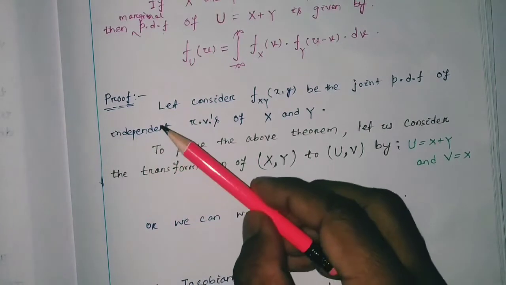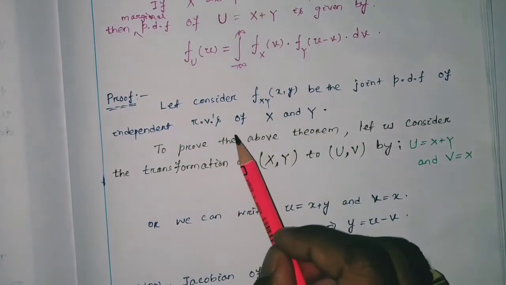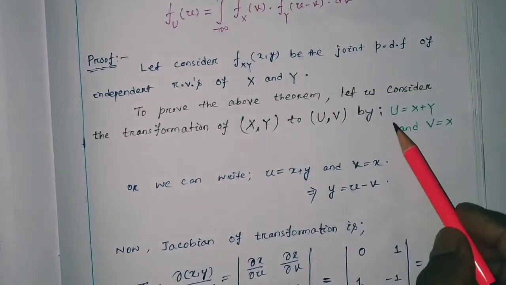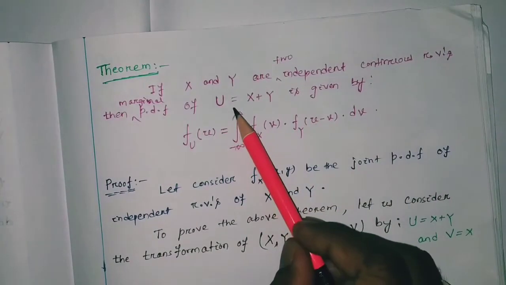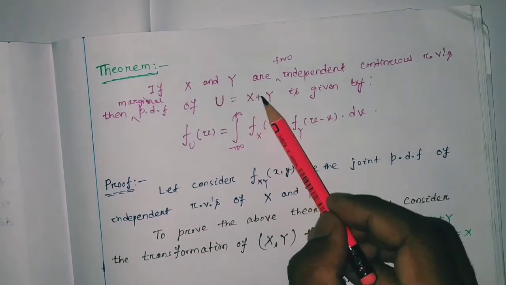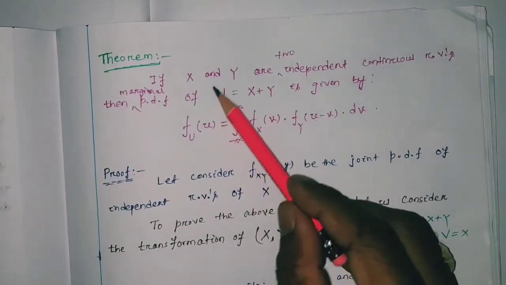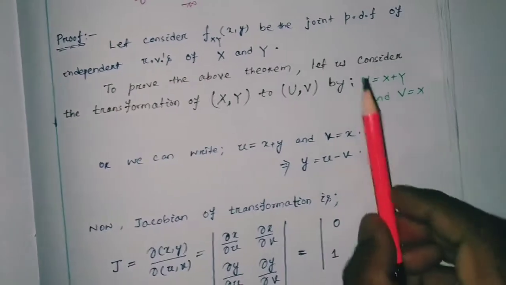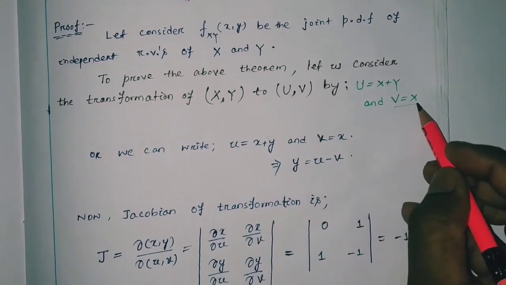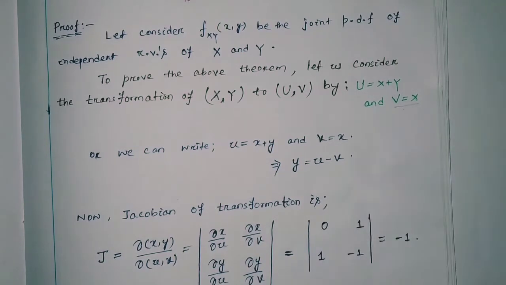Here the proof starts. Let f of xy be the joint PDF of independent random variables x and y. To prove the above theorem, let us consider the transformation of xy to uv by u equal to x plus y. This is the condition under which u is going to be transformed: values of x added to values of y. And here we consider v equal to x. You can also consider v equal to y, no problem. Here we consider v equal to x.